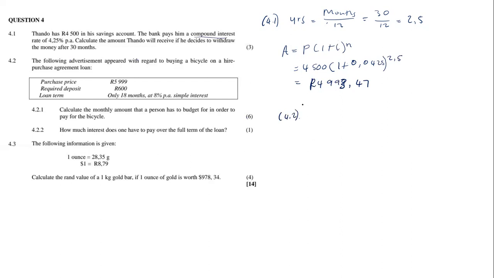Now we move to 4.2. It says to us, the following advertisement appeared with regard to buying a bicycle on a hire purchase agreement. Now, this is what is happening. Horisang basically wants to buy a bicycle on a hire purchase agreement. Yesterday, we did hire purchase. And I say to you, a hire purchase is when you buy something using installments. Meaning, when you buy something on hire purchase, you're going to pay each and every month. You're not going to pay a full amount, because Horisang came to my store, I'm selling the bicycle, and then he saw the advertisement.